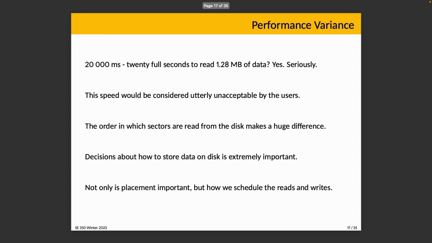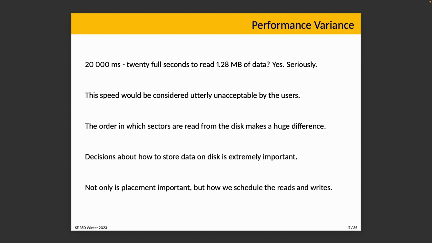Okay, seriously. It would take 20 full seconds to read 1.28 megabytes of data if it were completely randomly distributed across the hard drive. That's not okay. We would not consider that acceptable performance for our system. We would find that extremely frustrating, and we would find it to be a system that we couldn't use. As much as we might like the computer, we would just say, look, it's too painful. This isn't working.